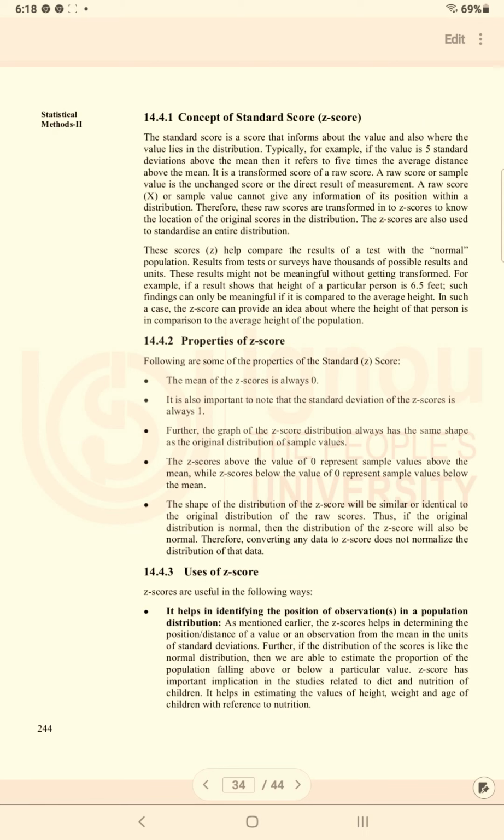The standard score is a score that informs about the value and also where the value lies in the distribution. For example, if the value is 5 standard deviations above the mean, then it refers to 5 times the average distance above the mean. It is a transformed score of a raw score.